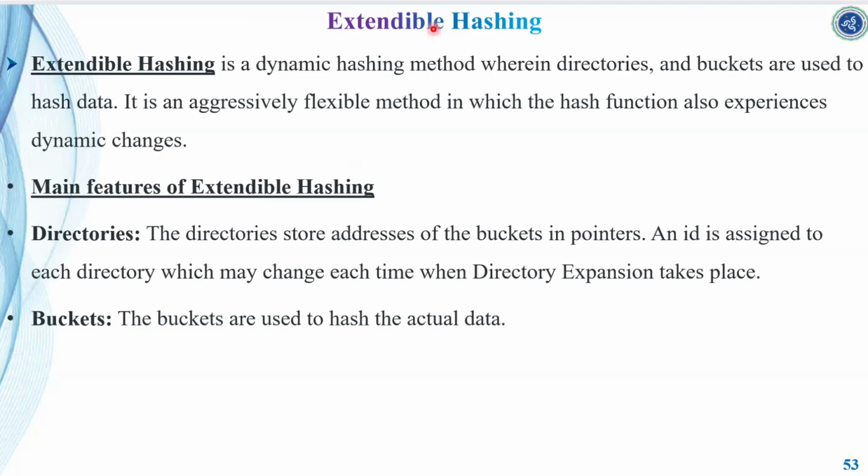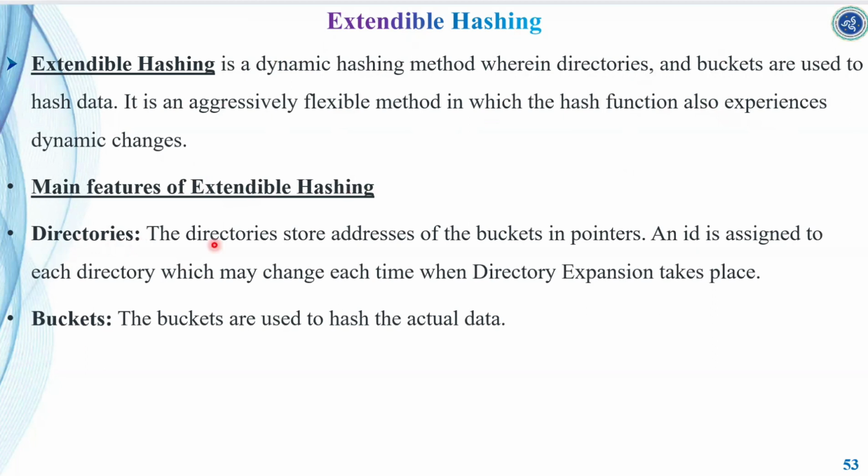So next we can see what is extendable hashing. Extendable hashing is also a dynamic hashing method wherein directories and buckets are used to hash data. So here we have a new term called directories, and it is an aggressively flexible method in which the hash functions also experience some dynamic changes. So the main feature of extendable hashing is that we have directories.